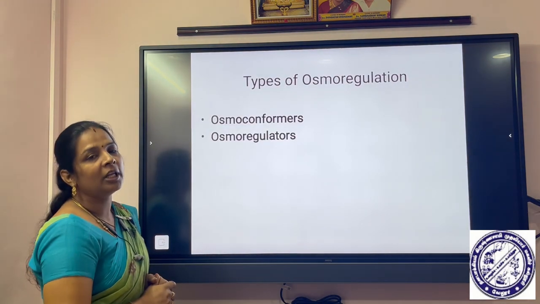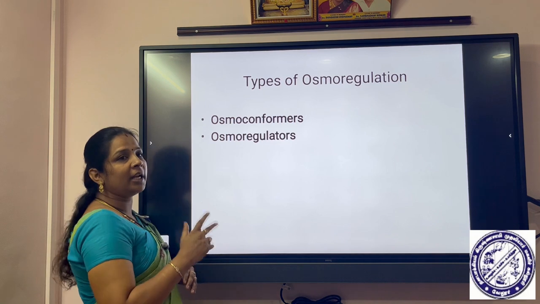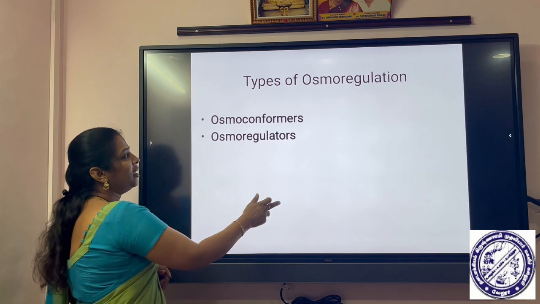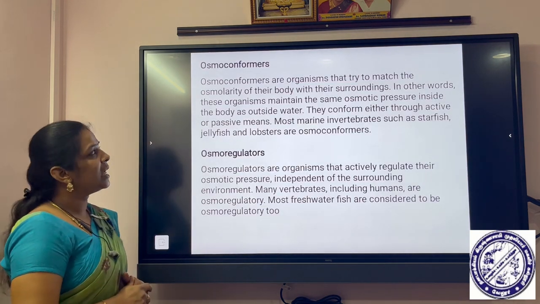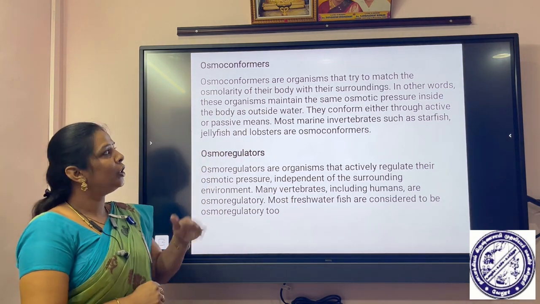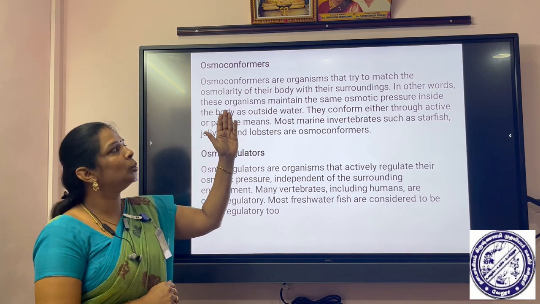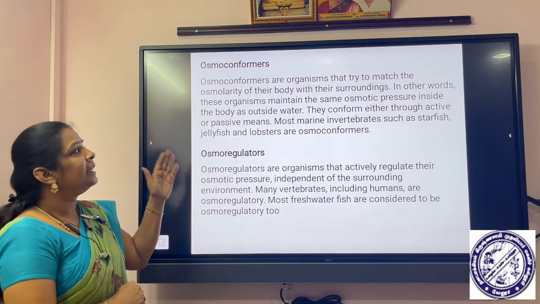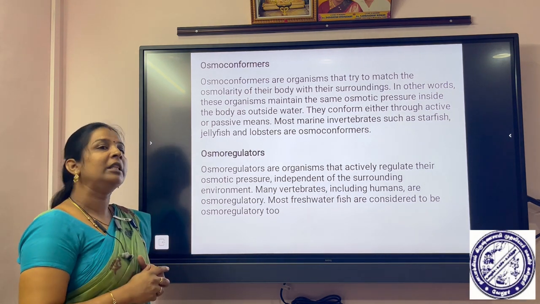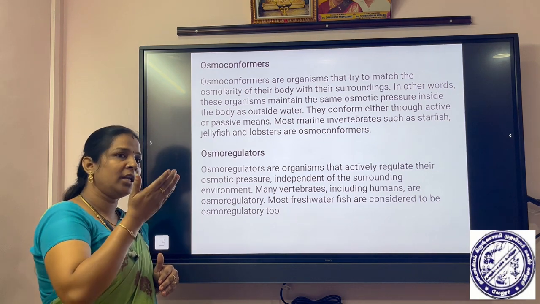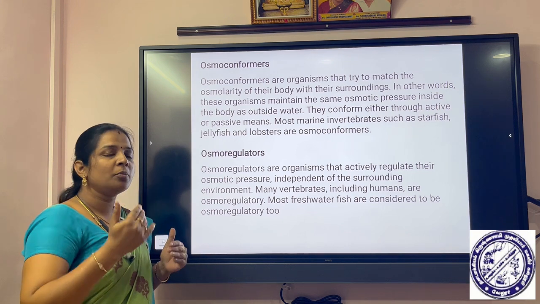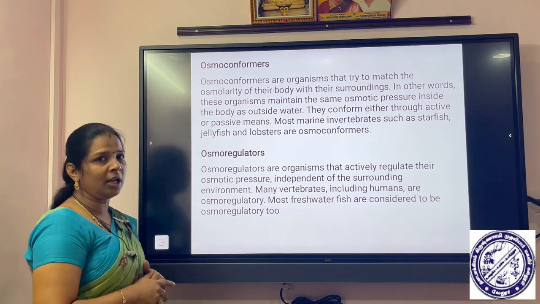Okay, now we are going to see the types of osmoregulation. There are two different types: one is osmoconformers, the other is osmoregulators. Osmoconformers are the organisms that try to match the osmolarity of their body fluid to the surroundings. In other words, they maintain the same osmotic pressure as the environment. When the environment is chill, the body also becomes chill. When the osmotic pressure of the environment is high, it also maintains high osmolarity inside the body fluid.